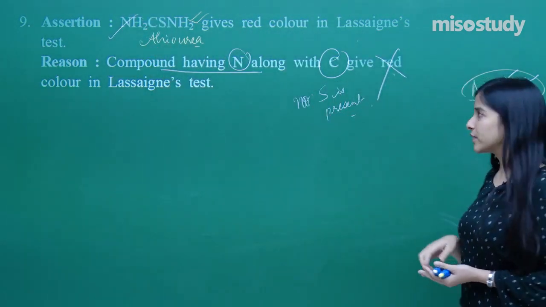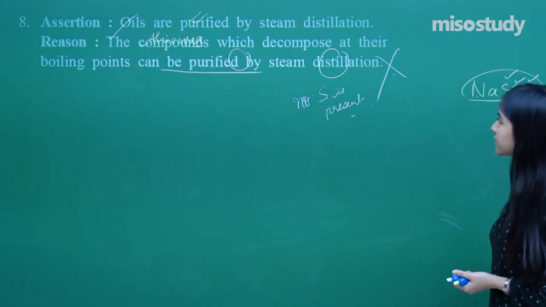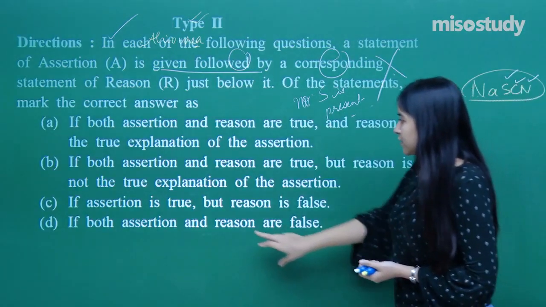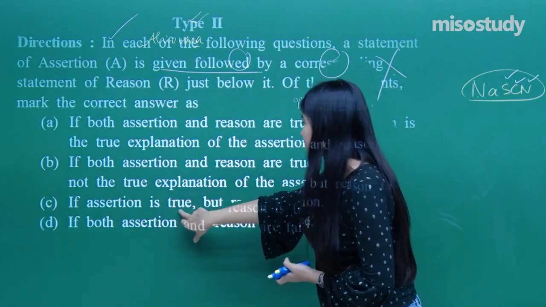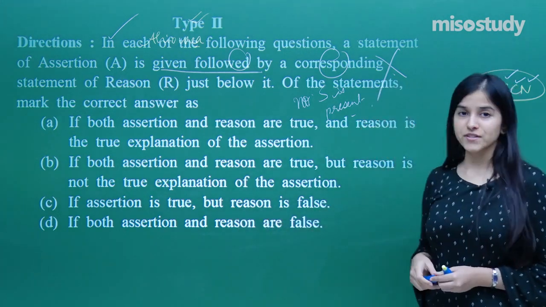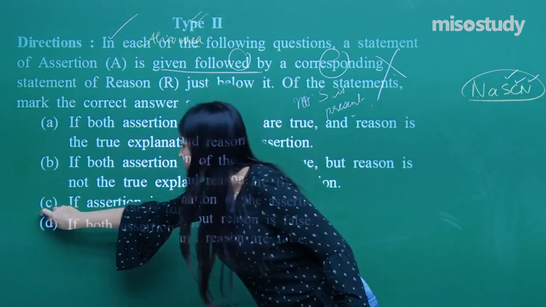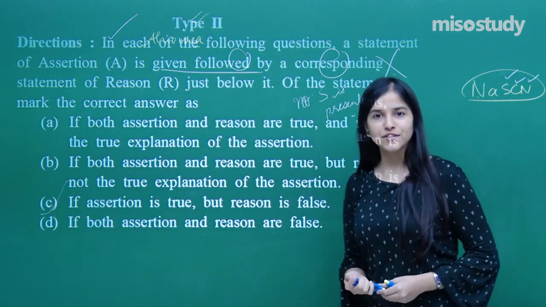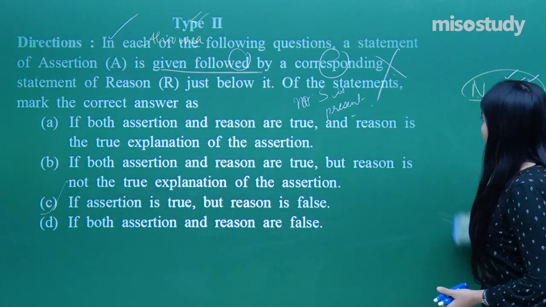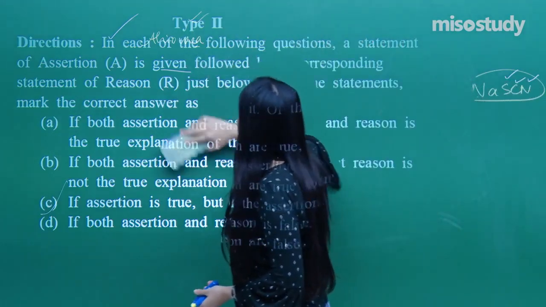So what we need to go with? Which option we need to go with? Statement 1 is true but the reason is false. So that is the answer over here. Answer number C will be the correct option. Clear or not? So I hope everybody has got the concept now.